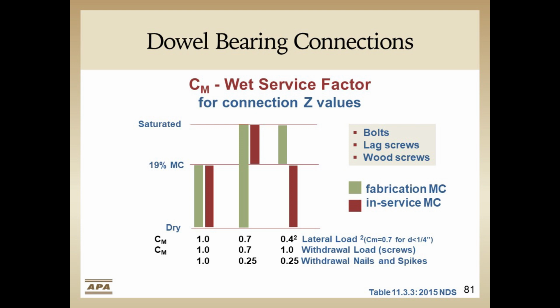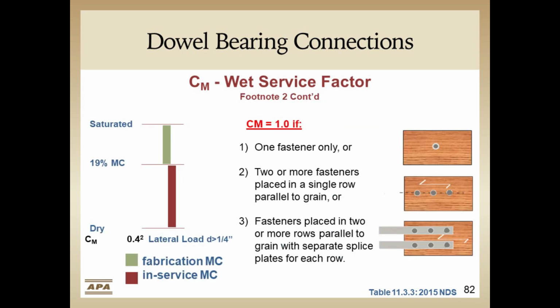However, there's a footnote provision that provides some relief for lateral loading, allowing a reduction factor of 0.7 for fasteners less than 1/4 inch. That would then lead us to conclude the C sub M for lateral load equals 0.4 for fasteners greater than 1/4 inch. Yes? Fortunately, no.